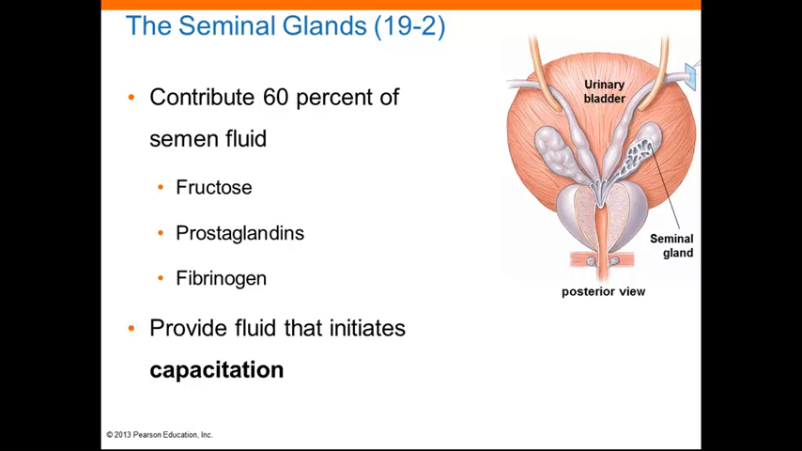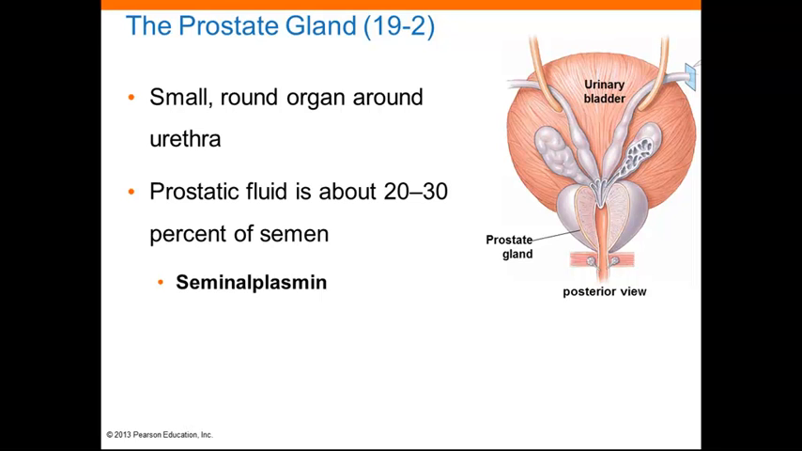So now, at this point, we do want the sperm to have their mobile capacity. So this is for the development of motility of sperm tails. The prostate gland is a small, muscular, round organ that surrounds the urethra as it leaves the urinary bladder. Prostatic fluid is about 20 to 30% of the volume of semen, and it contains semenoplasmin, which is a protein with some antibiotic properties. It appears to help prevent urinary tract infections.